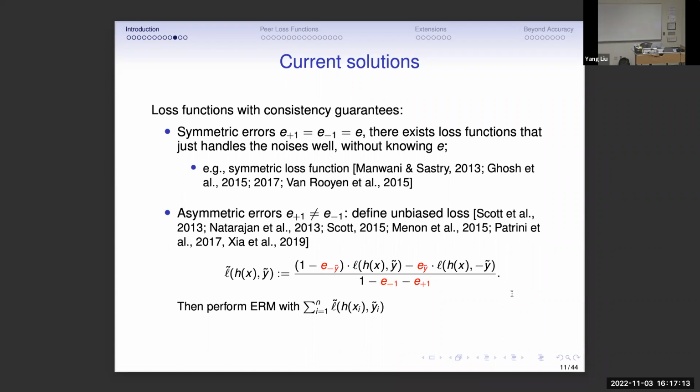There are two ways to separate this problem. The older literature, or the first line of studies, focus on the case when the error rates are symmetrical. So E plus equals E minus equals E. Okay? So this will be a homework for tonight.